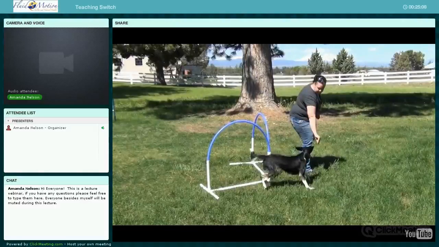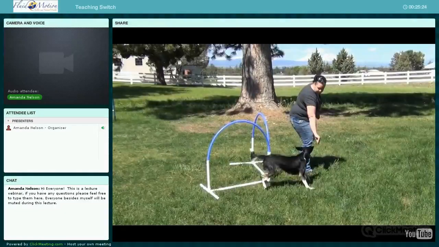Now, if you're going to use toys, I'm not against toys in any way, shape, or form. I just happen to use food. I do use toys with her quite a bit as well. It just kind of depends on what I'm teaching and what I am trying to get out of that session.